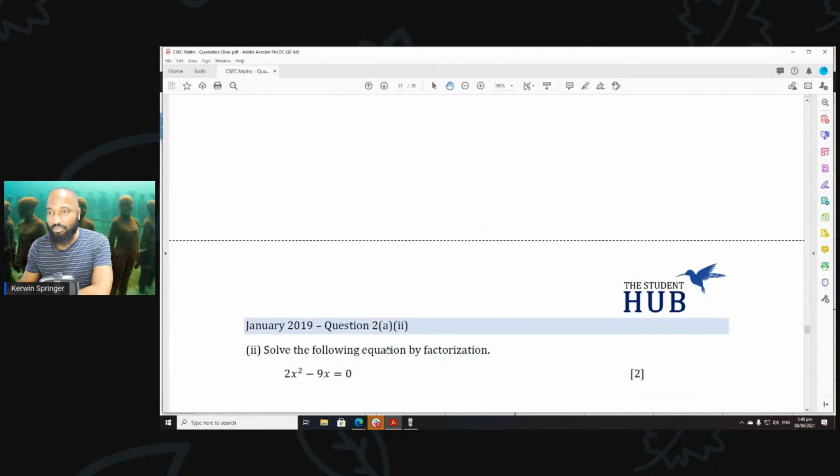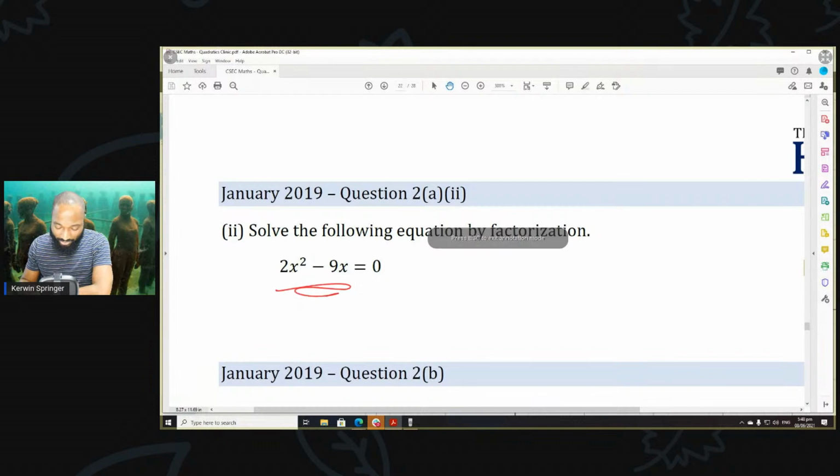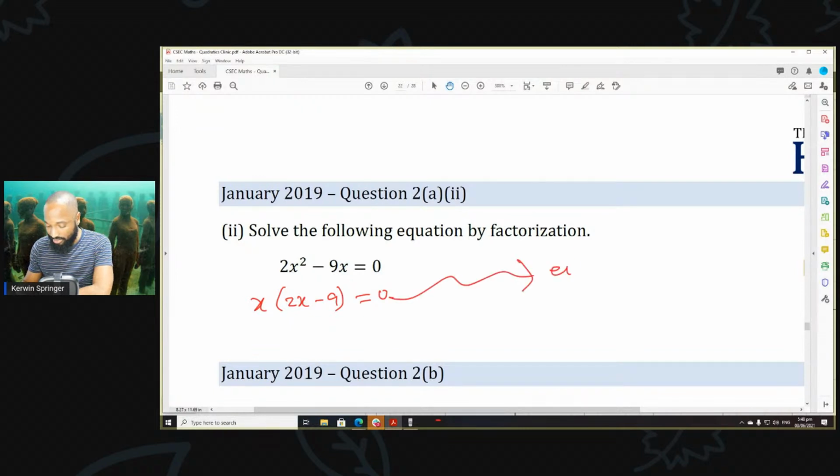If we need to solve something like this, what do we do? This is actually easier, but sometimes people get confused and try to figure it out the quadratic way. Just start factorizing, one time is the name of the game. So this is x into 2x minus 9 equals 0. Believe it or not. So either x would be equal to 0 or this would be equal to 0.